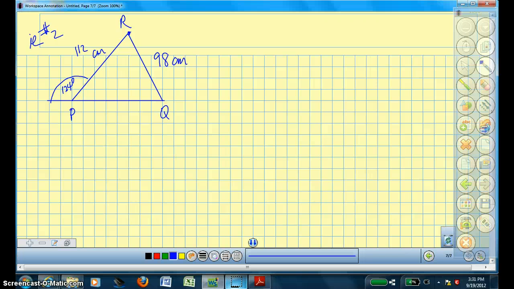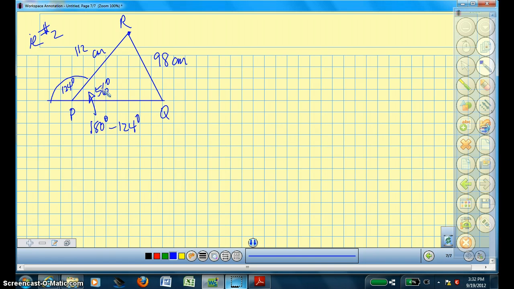So the first example, we were looking for side length. In this example, we're required to find all the different angles. There's one angle that's very easy to find. This one here is 180 minus 124 degrees, and so we get 56 degrees.